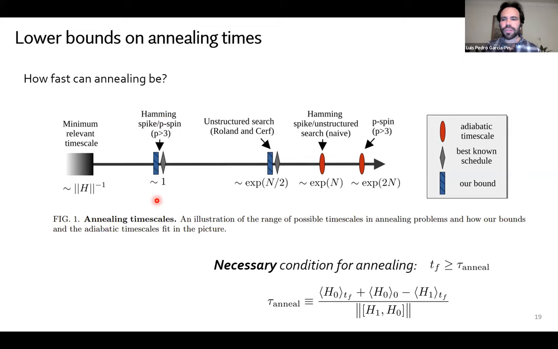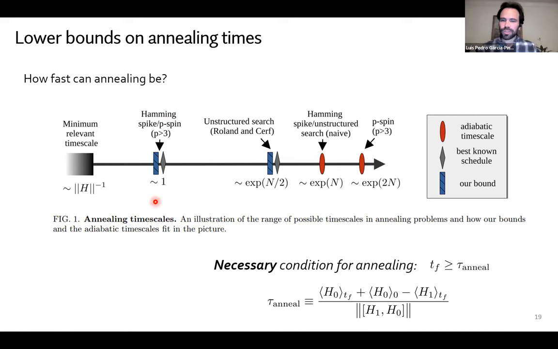The fastest time scale in your system is given by one over the norm of the Hamiltonian, because if you think about it, the maximum gap would determine the fastest time scale over which anything can happen. So that's going to be maybe one over n. So one over n would be the fastest time scales possible, then our bound, most likely order one, and exponential for the adiabatic theorem.